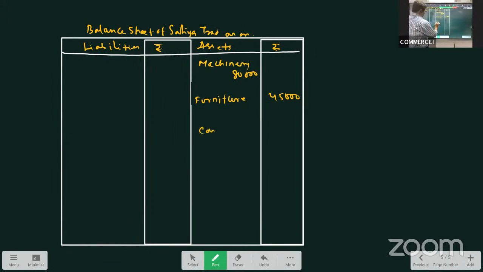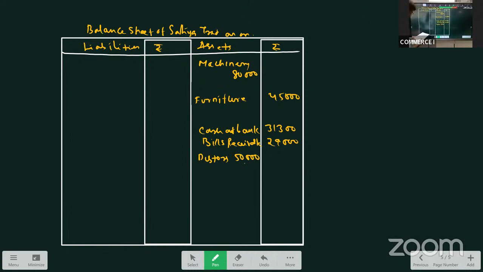Cash at bank is 31,300. Then opening stock, then bills receivable 29,000. Debtors: we have a provision, so I'm writing in the inner column. We have created a provision of 5%. Then audit fees, carriage, factory rent, all done.